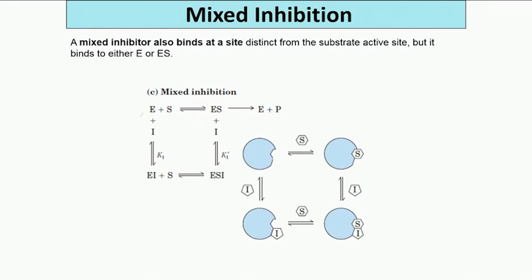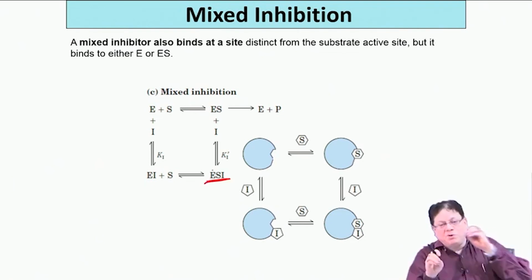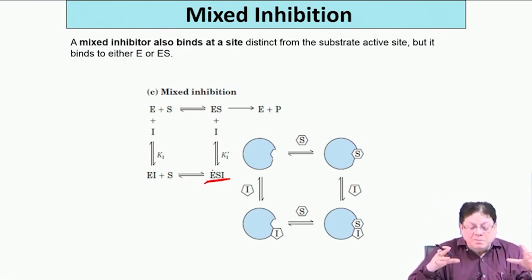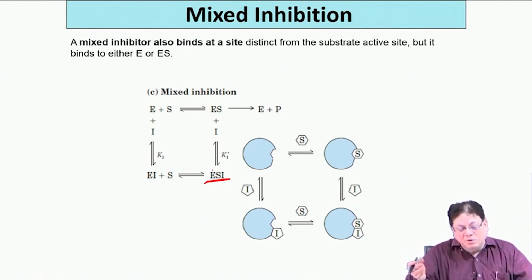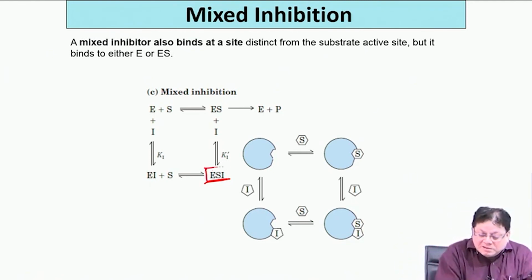Here the steps are like this: E plus S can go to ES, and I can bind to the ES complex, or I can bind with E. It is not dependent on the substrate binding. So, that can go to EI, and then the substrate can bind to EI also and make ESI. So, you see the difference. In uncompetitive, the substrate binds followed by the inhibitor. In case of mixed inhibition, the substrate and inhibitor binding are independent of each other. Okay. But this factor remains: this ESI is catalytically inactive.